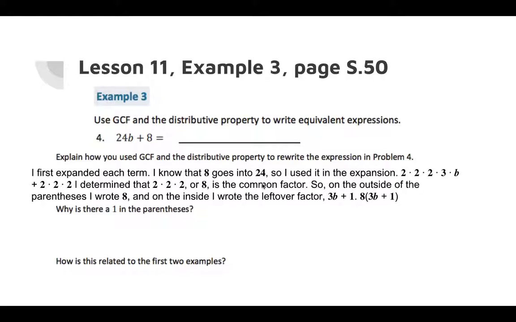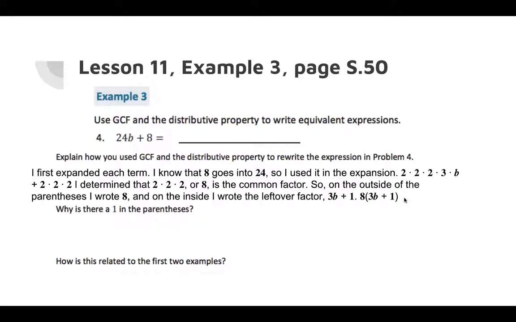So on the outside of the parentheses, I wrote 8. And on the inside, I wrote the leftover factor. 8 divided by 8, right? Your quotient is 1. So you are left with 3b plus 1. So 8 times the sum of 3b plus 1. When you distribute this, 8 times 3b is 24b plus 8 times 1 is 8.